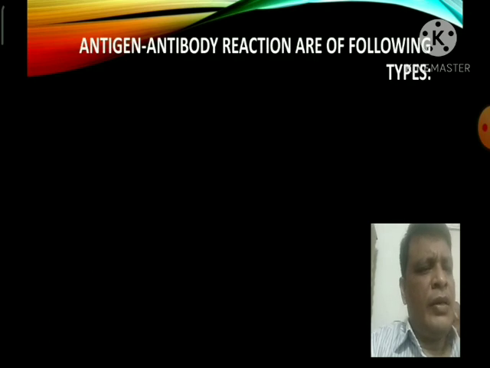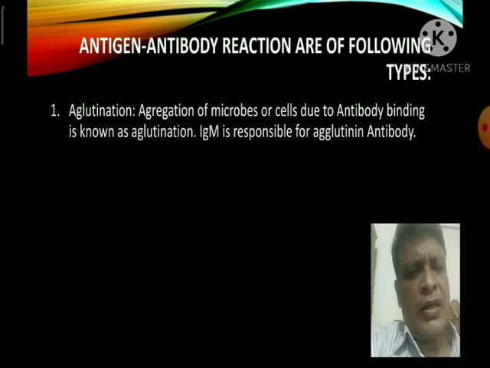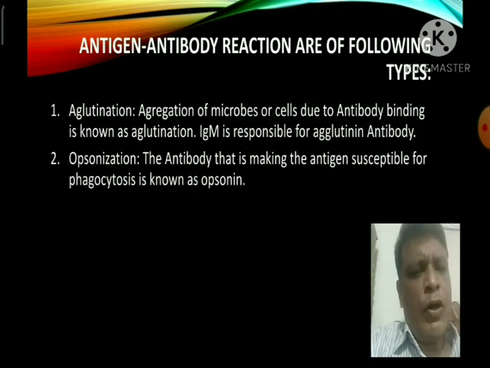Now, antigen-antibody reactions are of the following types. Agglutination: aggregation of microbes or cells due to antibody binding is known as agglutination. IgM is the antibody responsible for agglutination. Opsonization: the antibody that makes the antigen susceptible to phagocytosis is called the opsonin.